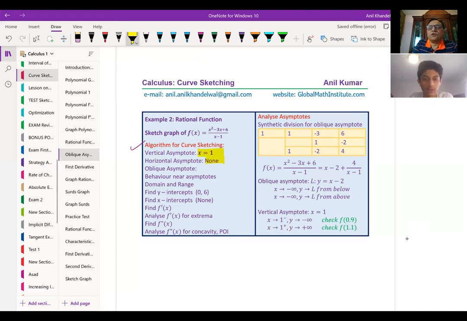Our domain and range. So we did this synthetic division to find the oblique asymptote, as you can see on the right hand side, right? You're familiar with it. And we got x minus 2 as the oblique asymptote, plus 4 over x minus 1. Now let's discuss the behavior near the oblique asymptote, right?